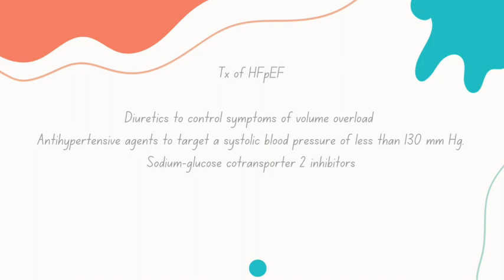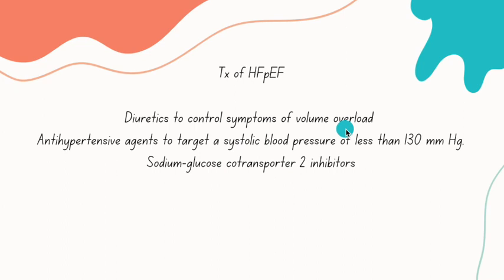When it comes to the treatment of heart failure with preserved ejection fraction, diuretics are used to control symptoms of volume overload. Antihypertensive agents are used to target systolic blood pressure less than 130. And we also use sodium glucose co-transporter SGLT2 inhibitors. Remember that the primary therapies for heart failure with preserved ejection fraction are diuretics to control volume overload and antihypertensives. SGLT2 inhibitors should be considered in patients with heart failure with preserved ejection fraction to reduce the risk of dying from cardiovascular causes or hospitalization, regardless of whether they have diabetes or not. I repeat, SGLT2 inhibitors should be given in patients with heart failure with preserved ejection fraction because they reduce the combined risk of cardiovascular death or hospitalization, whether the patient has diabetes or not.